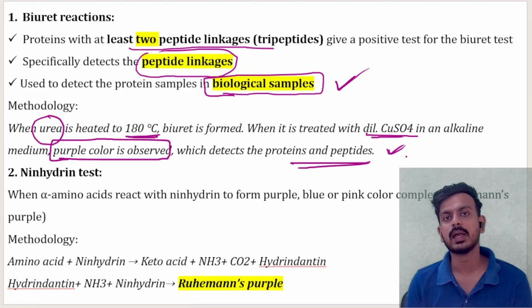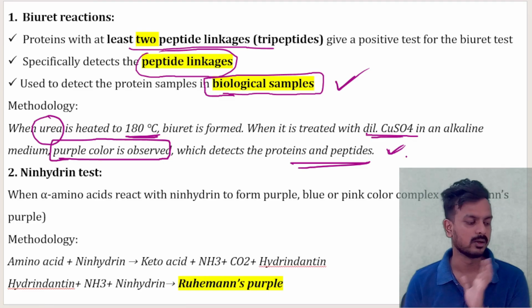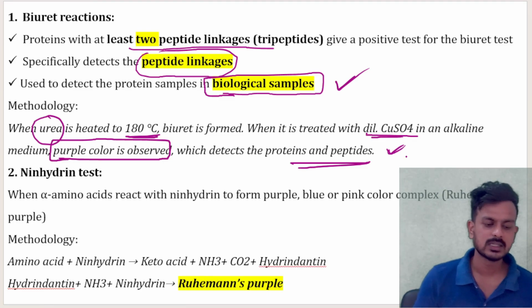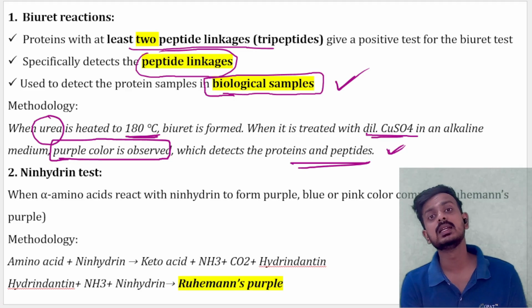So that is basically the biuret test. This is used for the detection of the peptide linkage in a biological sample. Okay, next test. I hope you understood what this biuret test is and what its principle is. Next test is the ninhydrin test.